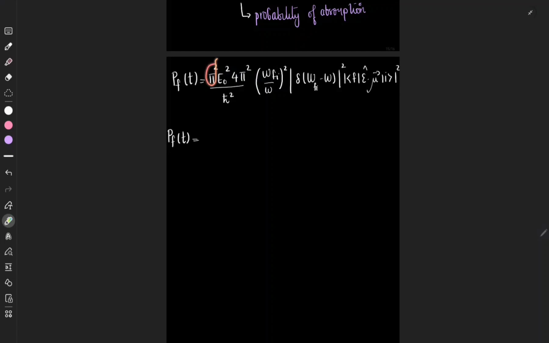So these pi square terms clubbed together, we can write as pi raised to 4. So the final equation will be like this: 4 pi raised to 4 E naught square divided by h cross square, times omega fi divided by omega, the whole square, times delta of omega fi minus omega, the whole square, this term.